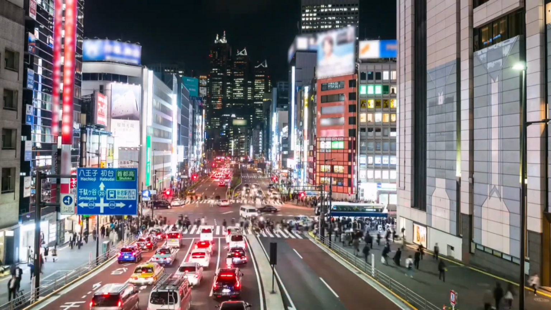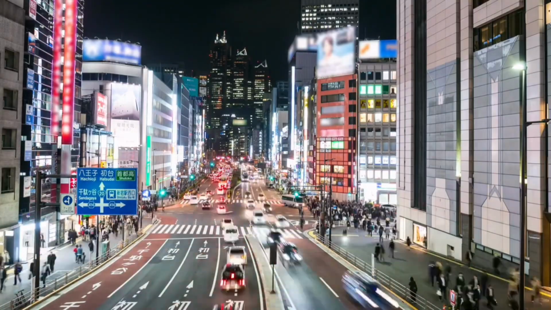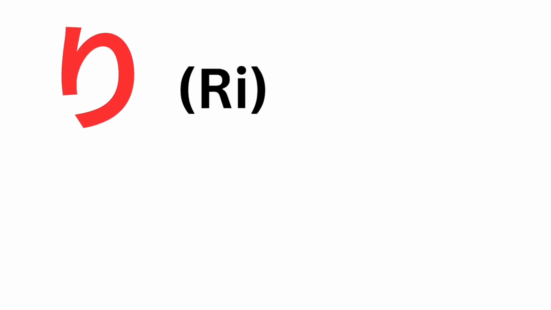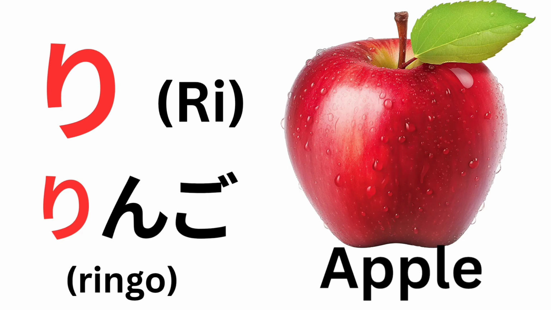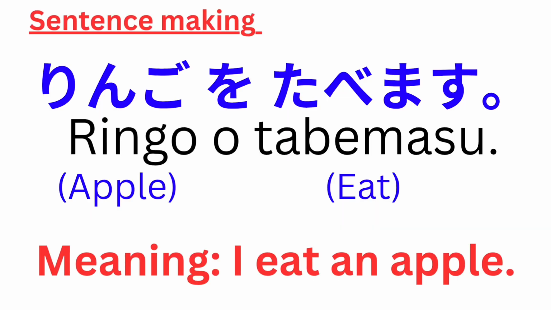Rainen nihon ni ikimasu. The next hiragana is ri. Ri. Example word: ringo. Ringo means apple. Apple. Example sentence: Ringo o tabemasu. I eat an apple.